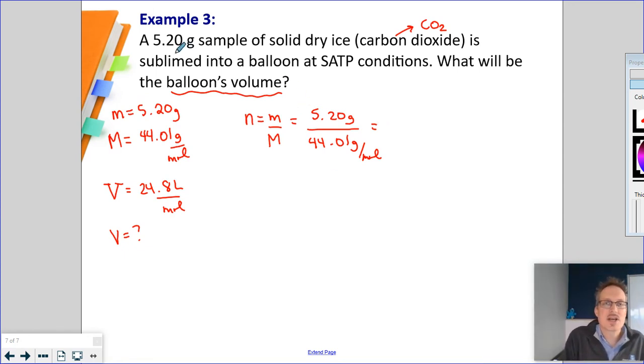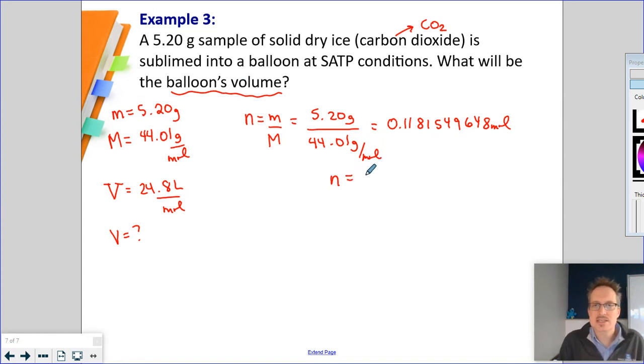Again, we go back to the original question. We are allowed 3 significant digits. So this is the number on our calculator, 0.1181549648 moles. However, every time we do a calculation, we have to write the number in significant digits. So 3 sig digs, I need to put this in 3 sig digs, 0.118 moles. Now that is just for recording. When it comes to using the number, we're still going to use the full calculator number. I still have the number on my calculator, but when I write it on the page, we always write it in the appropriate significant digits.